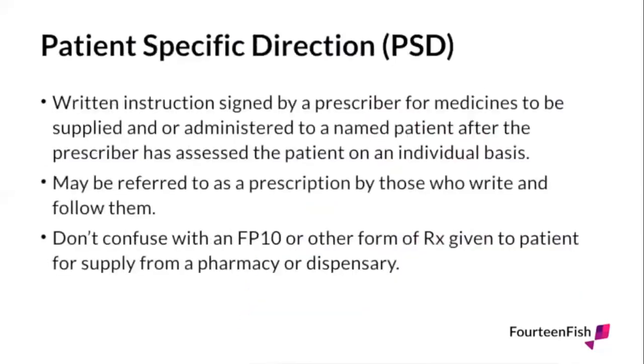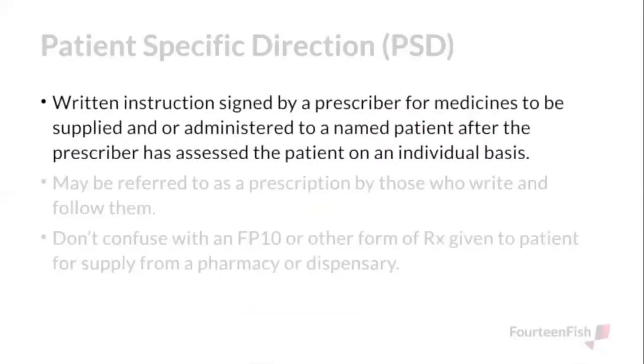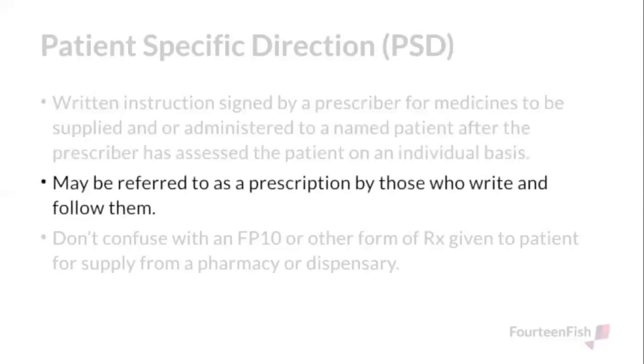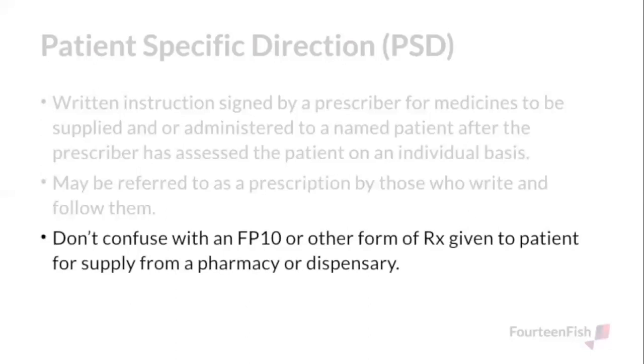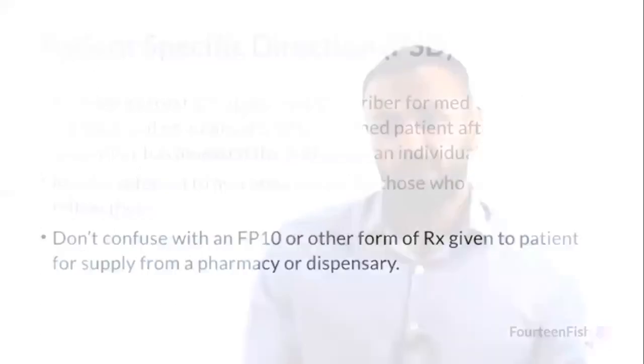Another form of prescribing is what's known as the patient-specific direction, which is a written instruction signed by a prescriber for medicines to be supplied and administered to a patient after the prescriber has assessed this patient. It may be referred to as a prescription, which has been written and followed by the person administering it, but it's different from an FP10 or a prescription that a patient then takes to a pharmacy or a dispensary, for example. That concludes the second part in the administrative section for your AKT revision.